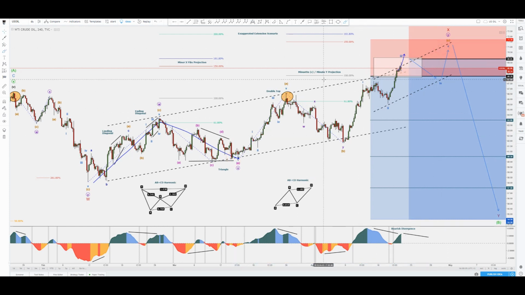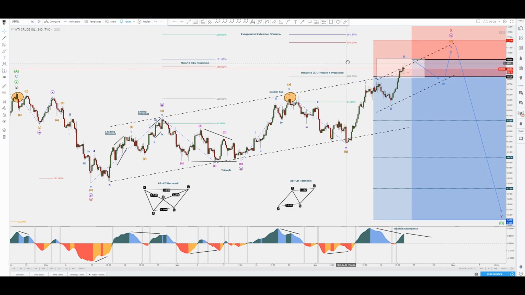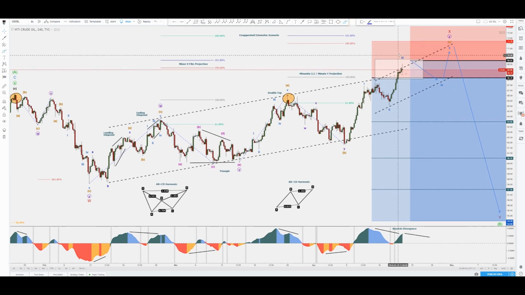The way I'm seeing this possibly developing is as an ending diagonal. 1, 2, 3 to unfold right here, and then one more move to possibly give that ending diagonal scenario with an overshoot, of course. Now that overshoot would coincide with the following thing I'm about to say.